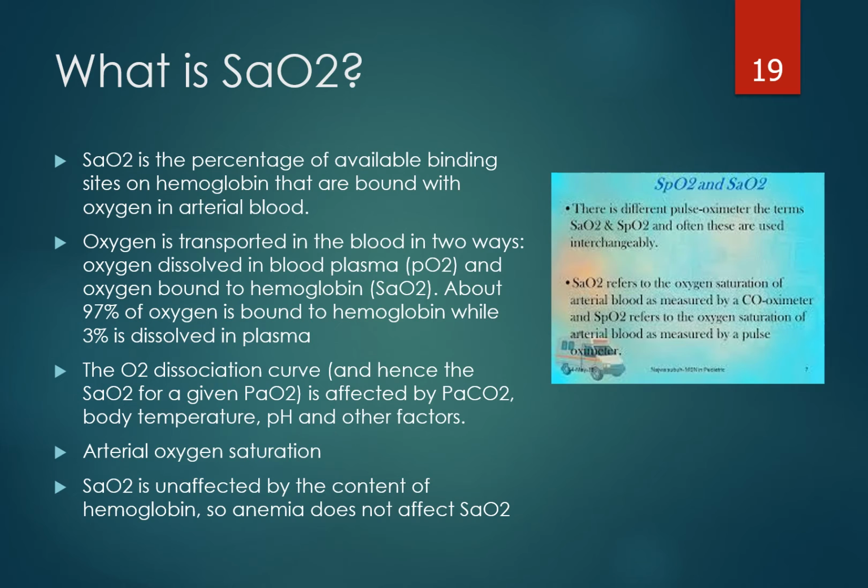There's a term called the O2 dissociation curve. We're not going to get much into that because that could be a whole lecture in itself. But I just wanted you to know that SaO2 is unaffected by the content of hemoglobin, so anemia doesn't affect SaO2. So think of SaO2 as the percentage of available binding sites on the hemoglobin molecule that is bound with oxygen in the arterial blood. SaO2, not SpO2.